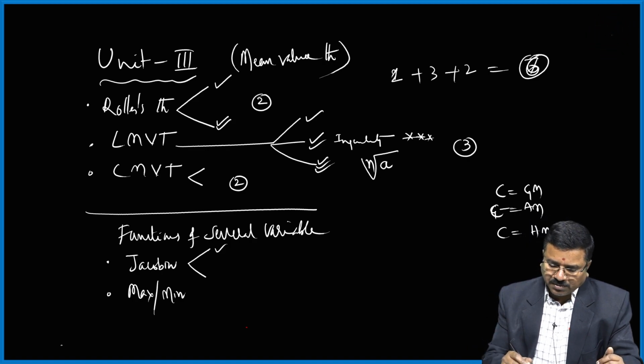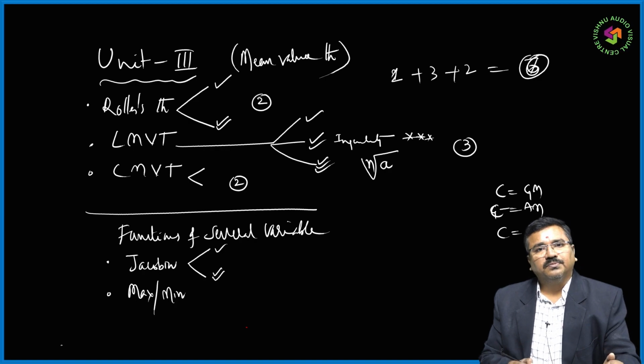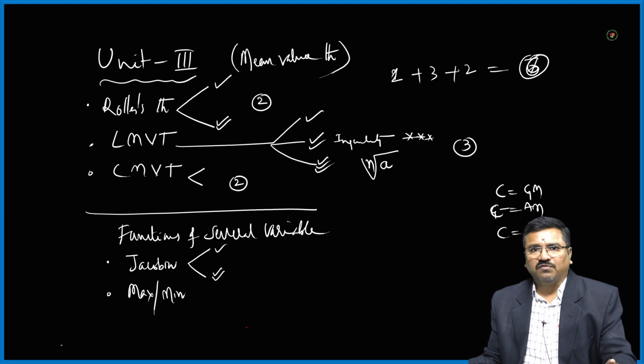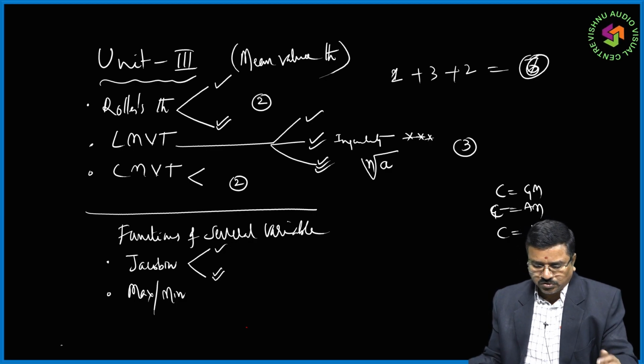So the second problem is functionally dependent. You will be given the functions, and you find the relation between those functions, either 2 or 3 functions, by showing the Jacobian is 0. So 2 models.